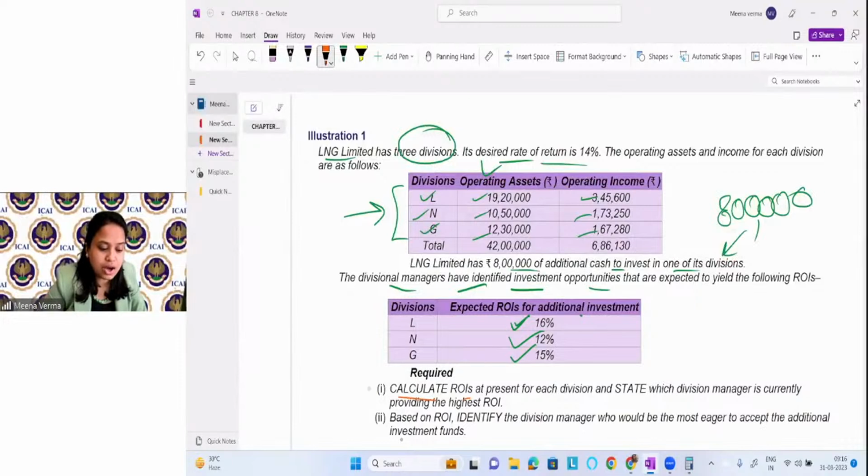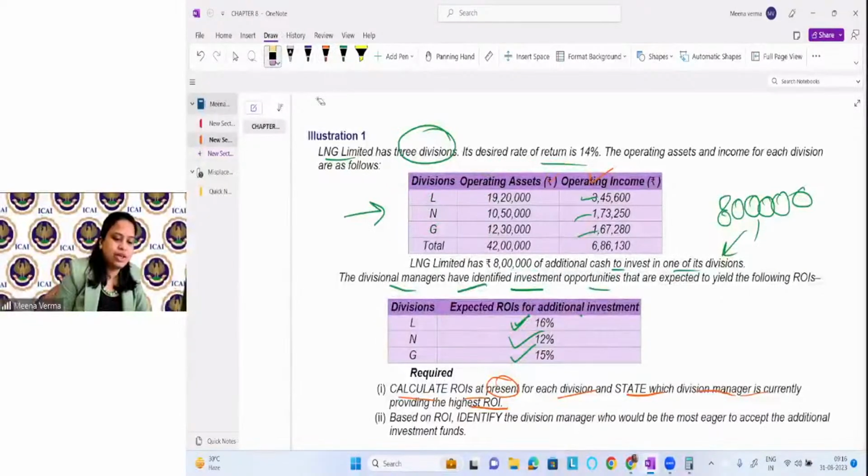Calculate ROIs at present for each division. For the present information, you have to calculate the ROI. And state which division manager is currently providing higher ROI. So the point is to find the ROI for the present information first, and see which is giving the highest ROI.